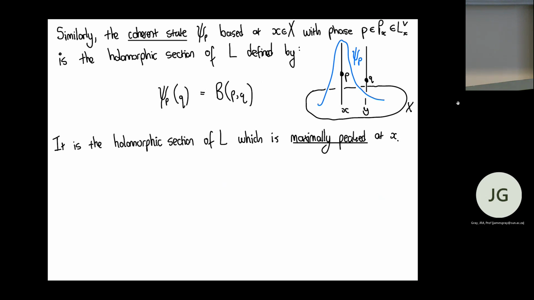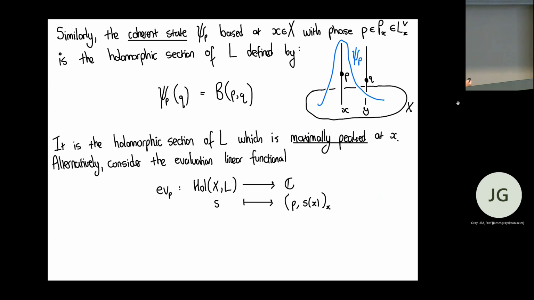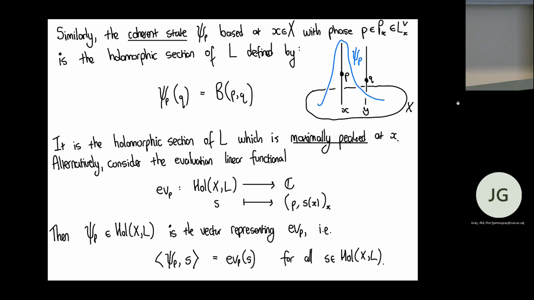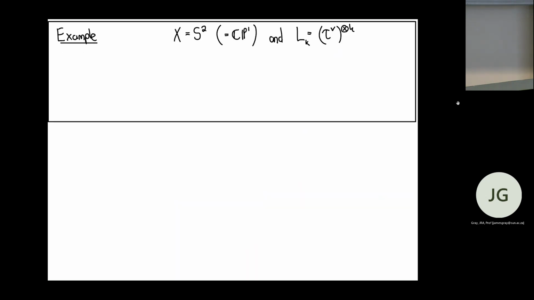Okay, and similarly, the coherent state based at a point x is just going to be where you fix one slot. So now I had a two-variable function, and I fixed one slot, and I can think of it as a one-variable function, in this case, a section. It's going to be the holomorphic section of L which is maximally peaked at a certain x. Okay, you can alternatively think of it in terms of linear functionals. I'm going to skip over that. I'm losing some people here, so I'm just going to skip over that. I think there's a nice picture coming up, so maybe I should skip to the picture.